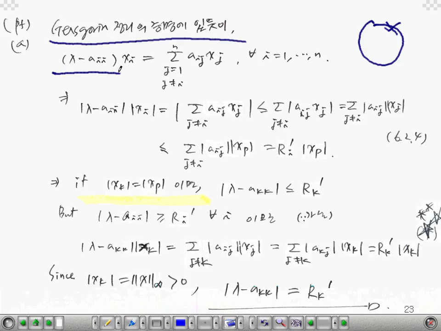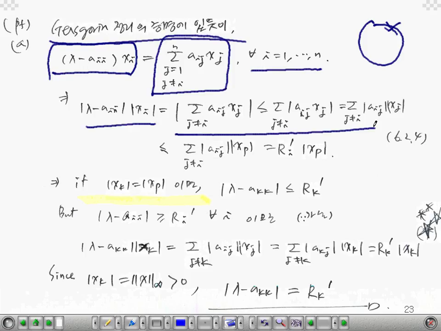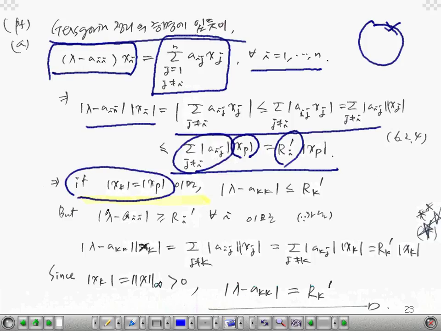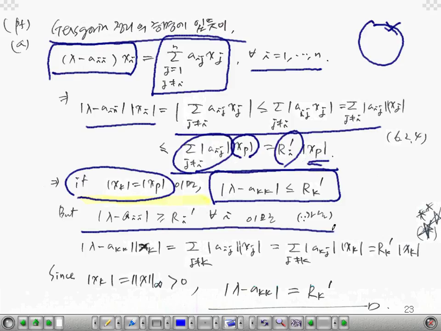Suppose, by the Gershgorin theorem proof, lambda minus aii times xi can be written in this way. Then we can take absolute values. Then by the inequalities, we have this. This is the xp, and this is a deleted row sum. What that means, if xp is equal to the absolute value of xk, then this can be written this way. But as you see, this was a given condition.